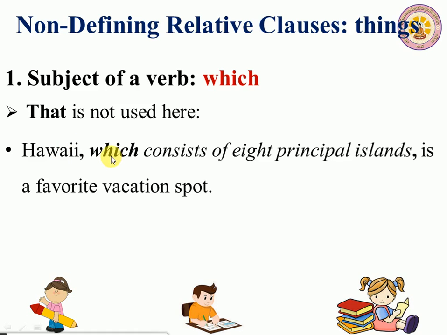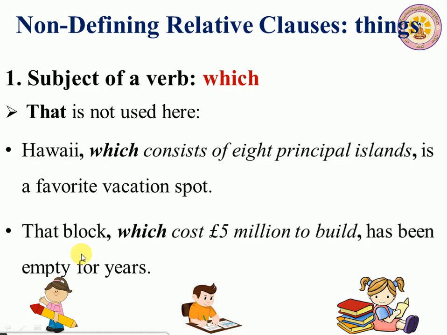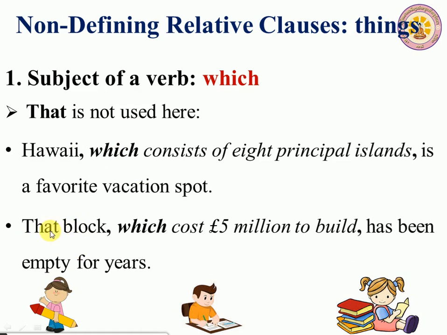And for things we use which, the pronoun used to replace a thing or place. Example: that block, which cost £5 million to build, has been empty for years. So that block is already known, which block. So which cost £5 million to build is the non-defining relative clause. It is separated by commas, and which is the pronoun used for things, places.